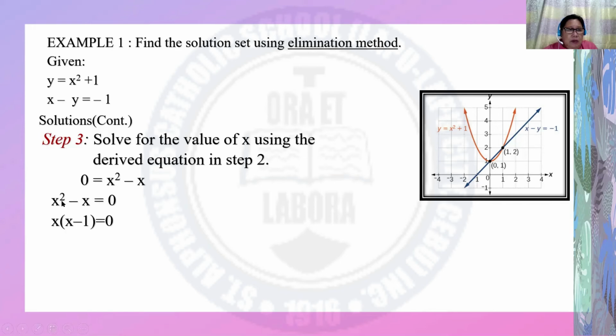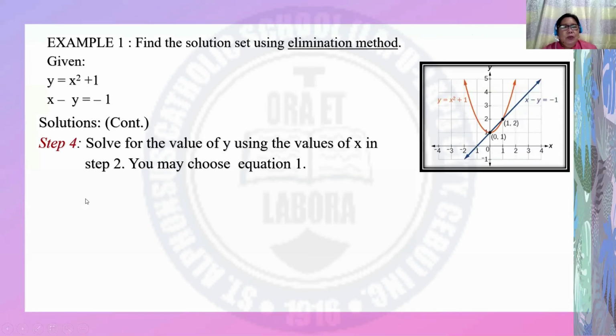This is coming from x squared divided by x is x, and negative x divided by x is negative 1. Then we have to equate each factor to 0. So the first one is x. x is equal to 0. And x minus 1 is equal to 0. Then we have to simplify further. So x now is equal to 1. So the values of x are 0 and 1.